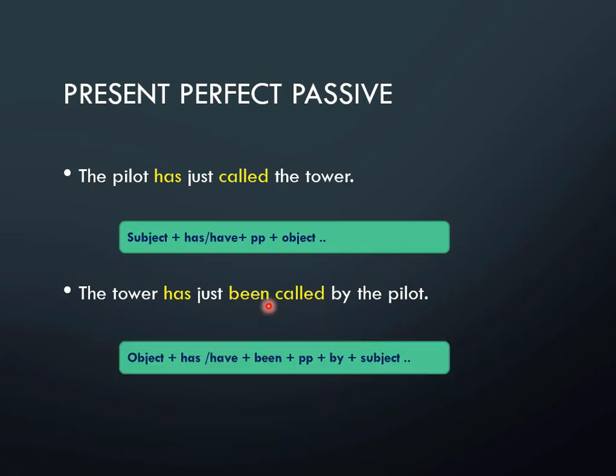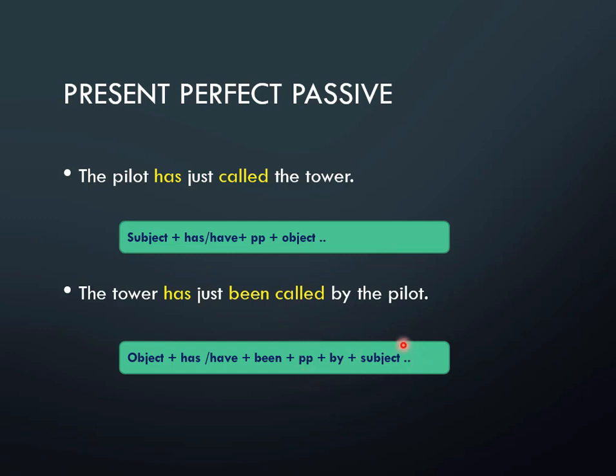This is the structure we followed to change a sentence in the present perfect from active to passive. We started with the object, has or have. If the object is singular, we use has. If it is plural, we use have. After that, we should insert the word been, which is the past participle of the helping verb be. Then we should write the PP, or the past participle of the main verb, the word called. It is also a regular verb, so we add ed at the end.